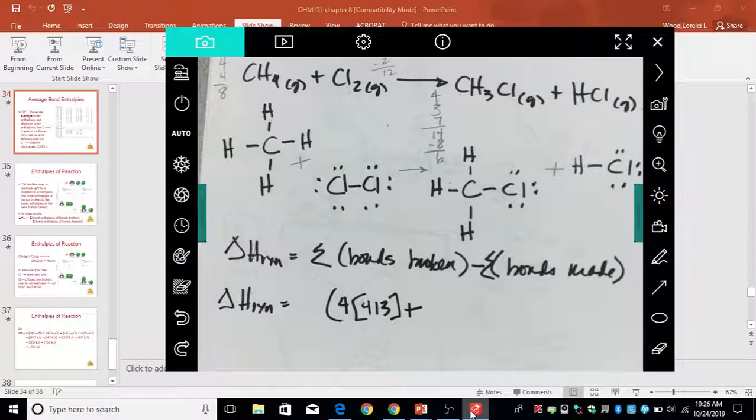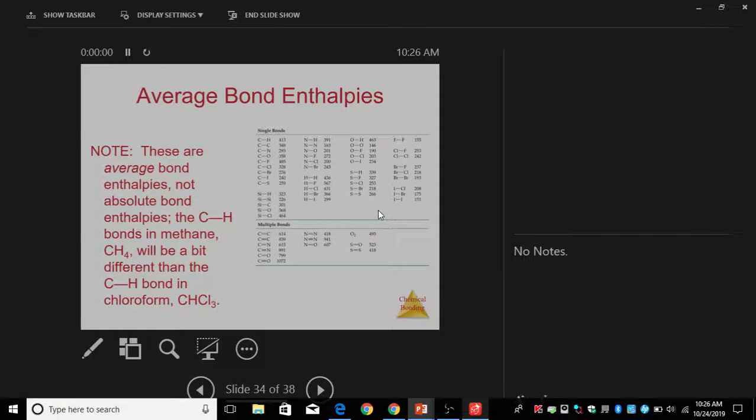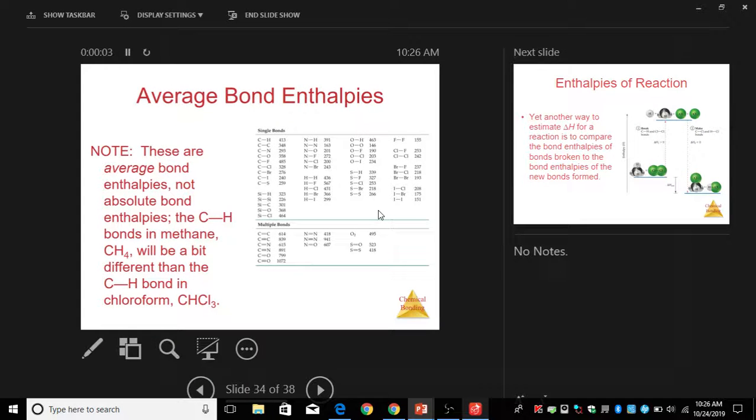So we go back to our table of bond enthalpies. And I know this is in your appendix. I believe it is also in the slide, so you can look. All right, what's the next bond? The Cl-Cl bond? How much is that going to cost us? Where's Cl-Cl? 242. And how many of those have we got to break? Just one. So 242, close parentheses, minus, now we got to sum the bonds that are created.